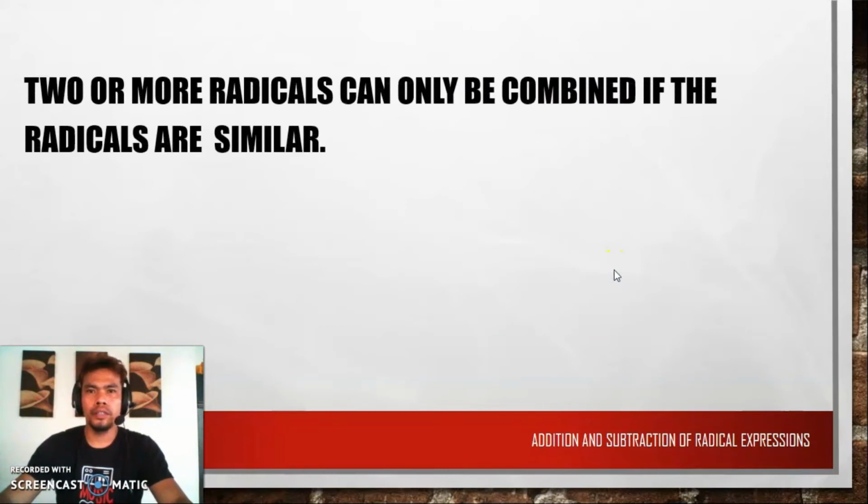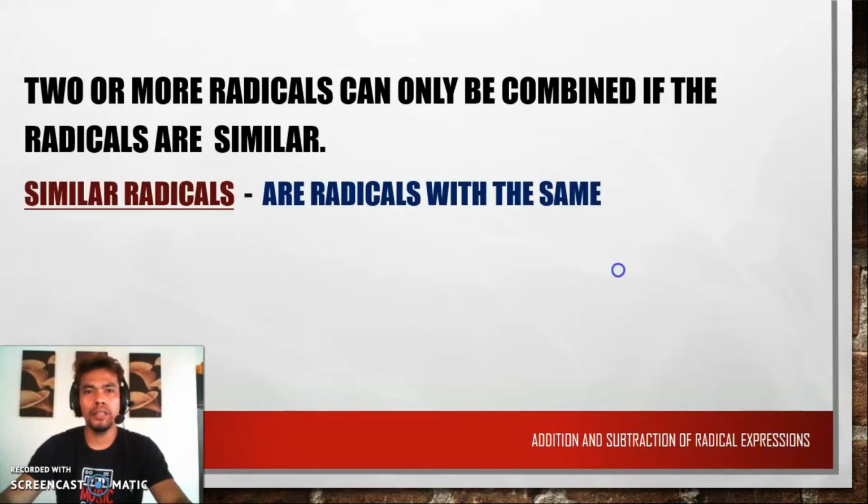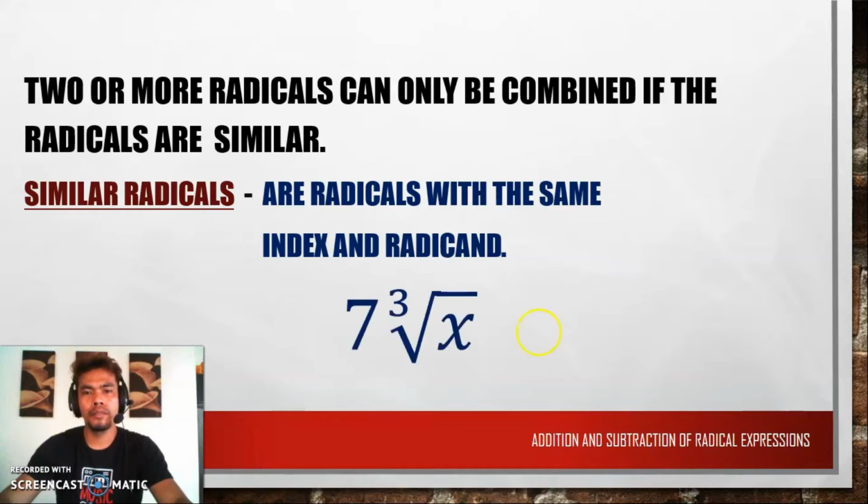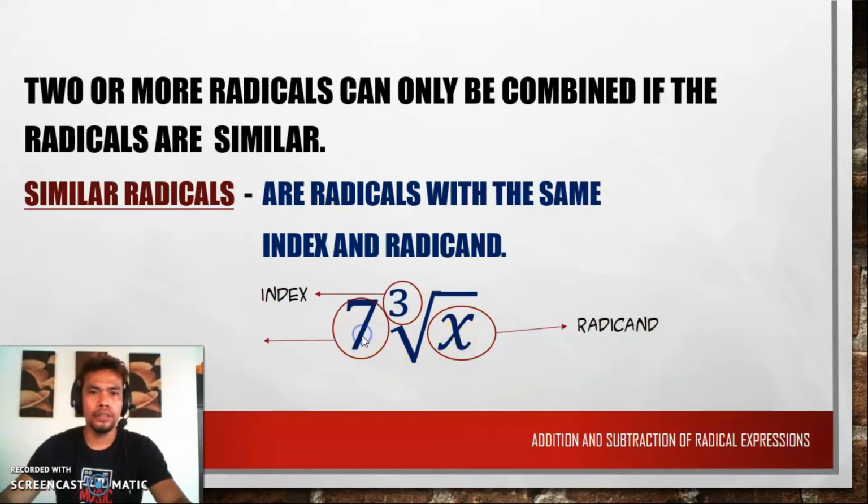Two or more radicals can only be combined if the radicals are similar. Now, when we say similar radicals, these are the radicals with the same index and radicand. For instance, we have here 7 cube root of x. The 3 here stands for the index. The x here stands for the radicand. And the 7 here stands for the coefficient. So just make sure that the index and the radicand are the same for you to be able to recognize that those radicals are similar.